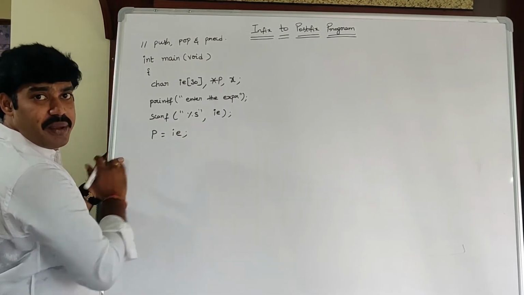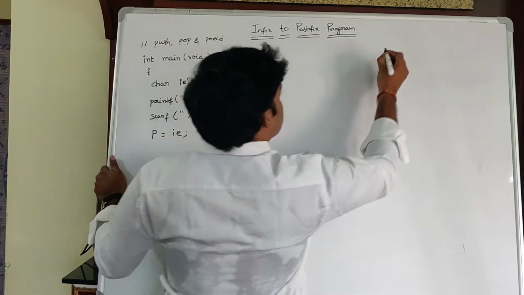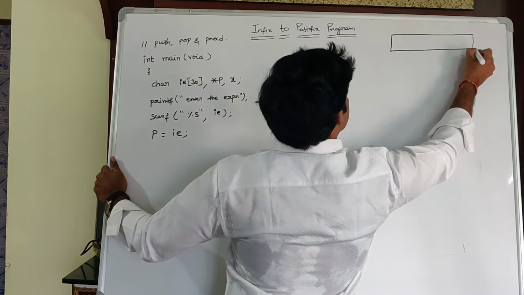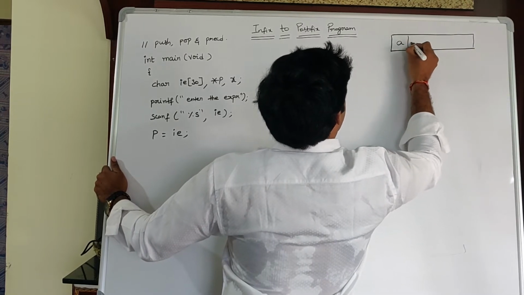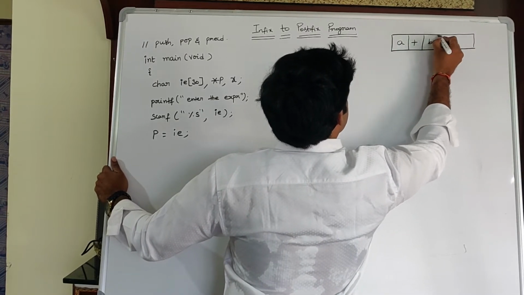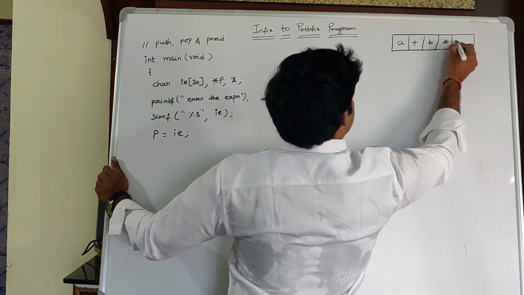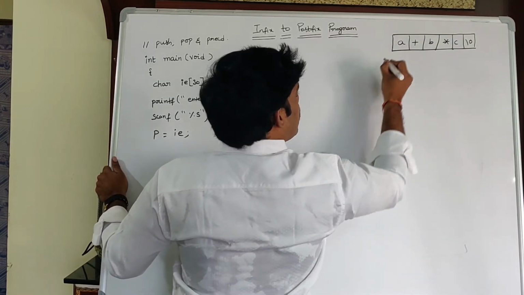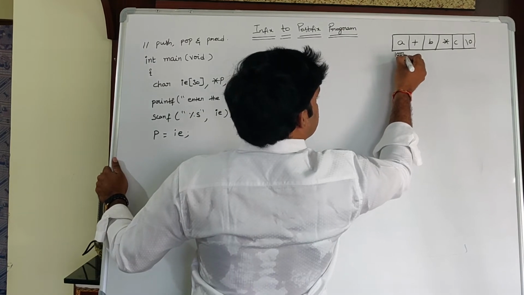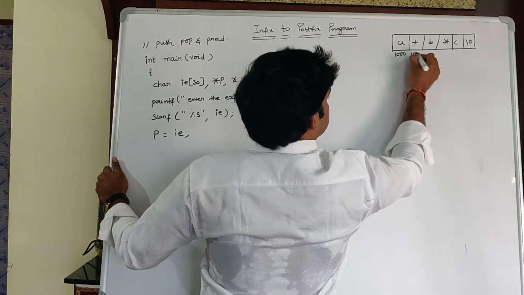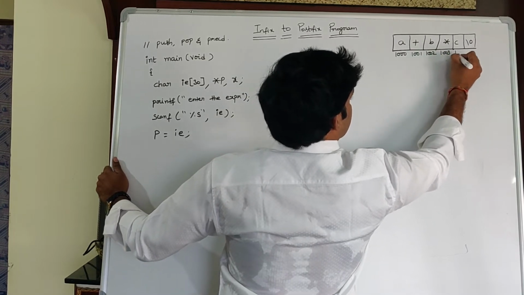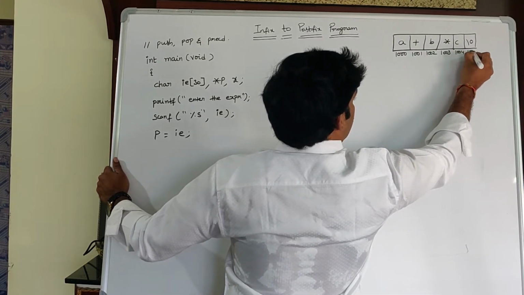What is the meaning of P equal to IE? Assume that your expression is A plus B star C. Each and every string ends with \0. Assume that the base address is 1000. Next memory locations are 1001, 1002, 1003, 1004 as well as 1005.